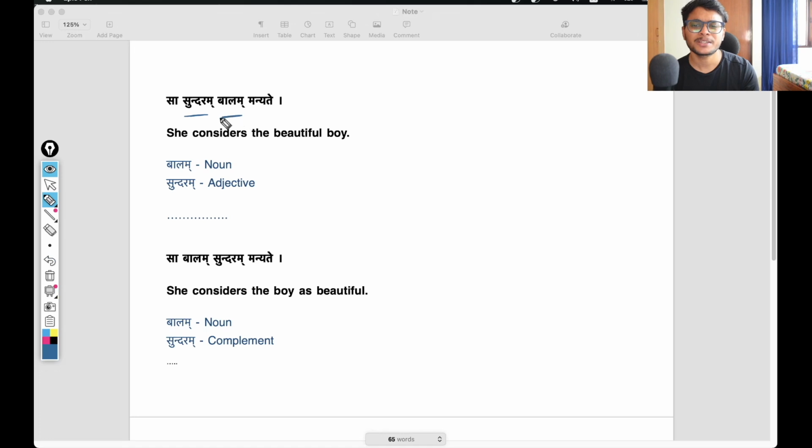Okay, and you can see the placement also: Sundaram Balam, beautiful boy. But here Balam Sundaram, the boy as beautiful. It is like new information that is conveyed for this boy. So that is the difference I wanted to show.